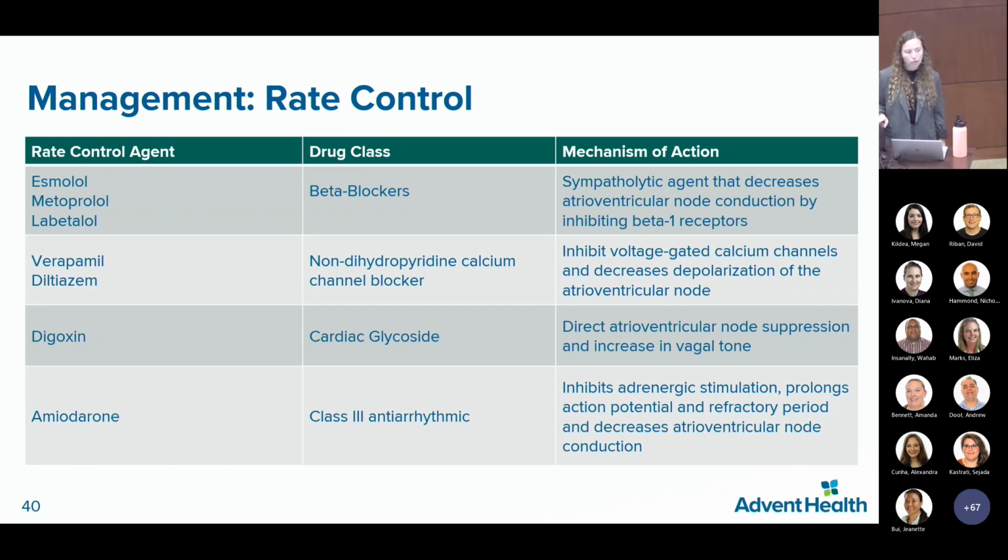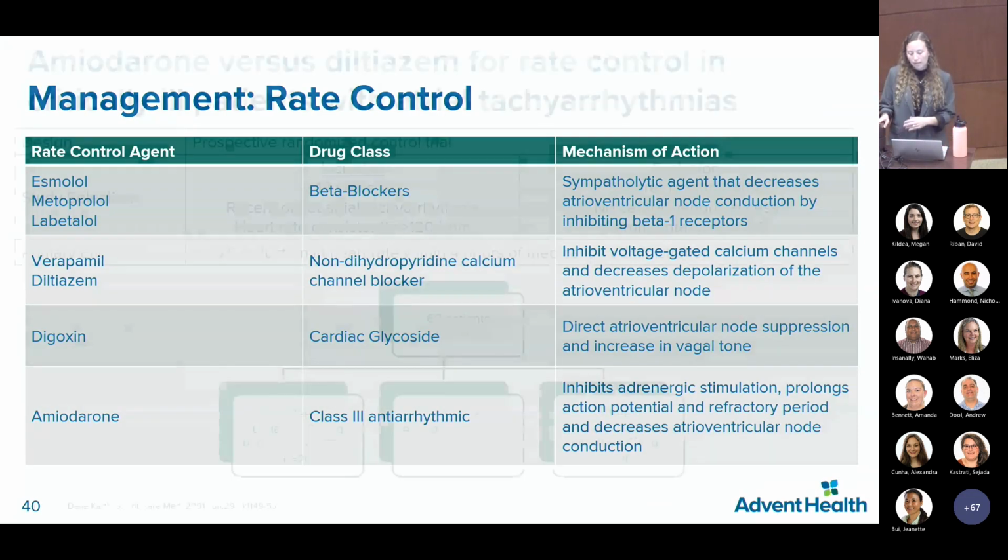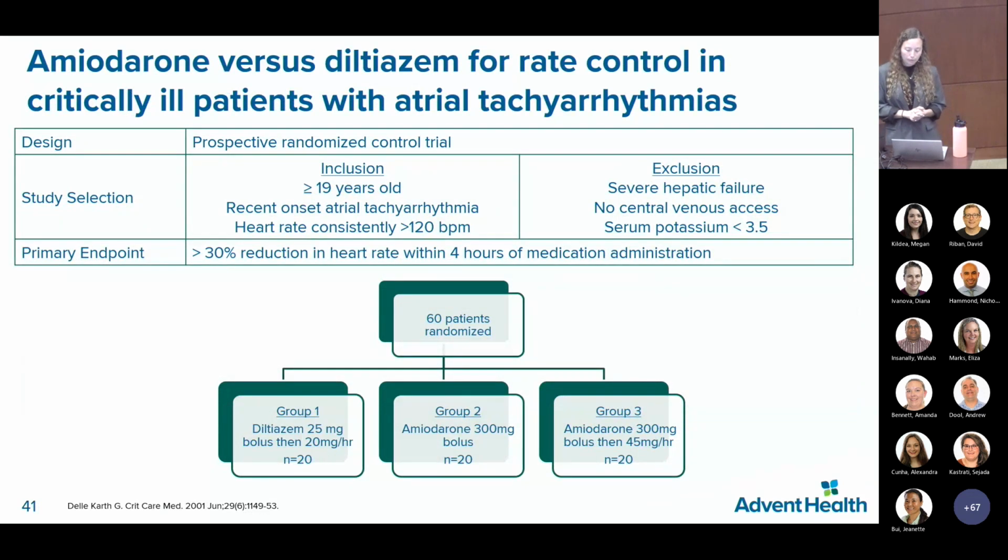You can look at the available literature to determine which agents might be best for our critically ill population. Diltiazem, a non-dihydropyridine calcium channel blocker, is one of our most commonly used agents in our critically ill patients. So I'll start out by comparing a study that looks at diltiazem compared to amiodarone. This was a prospective randomized controlled trial that included critically ill patients with recent onset atrial tachyarrhythmias. These tachyarrhythmias were defined as a heart rate greater than 120 beats per minute for 30 minutes, but their criteria for what they considered to be recent onset was not defined in this study.